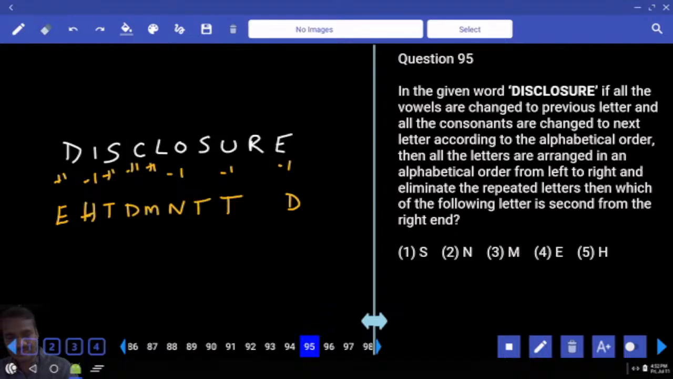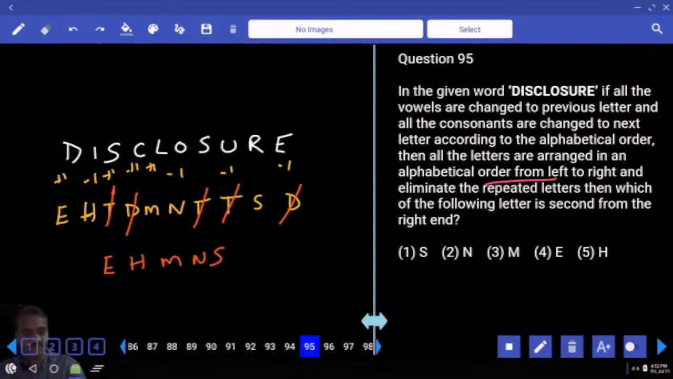Now these are the letters we have. All the letters are arranged in alphabetical order from left to right, and the repeated letters are eliminated. What do you need to do with repeated letters? Cancel them. Which letters were repeated here? T and D. Now the remaining letters are kept in alphabetical order. What letters do we have? E, H, M, N, S. Then which will be second from the right? N, that is the answer to question number 95.